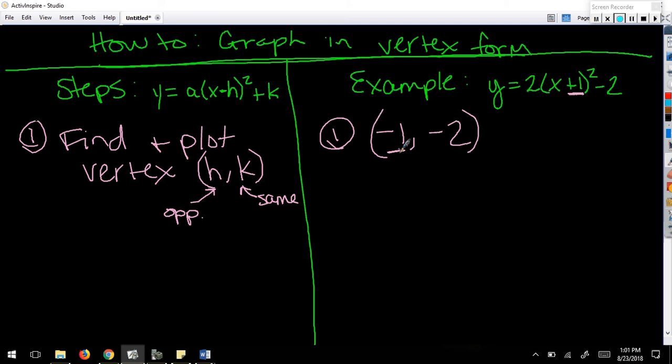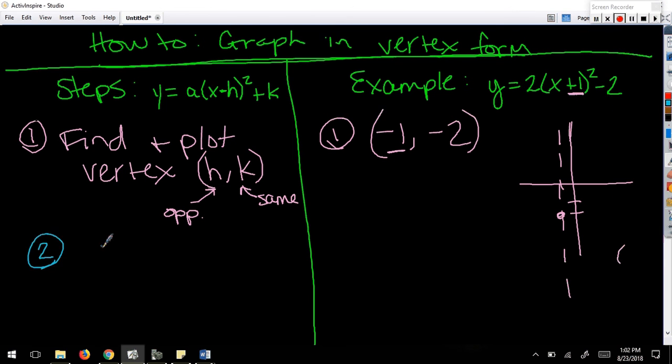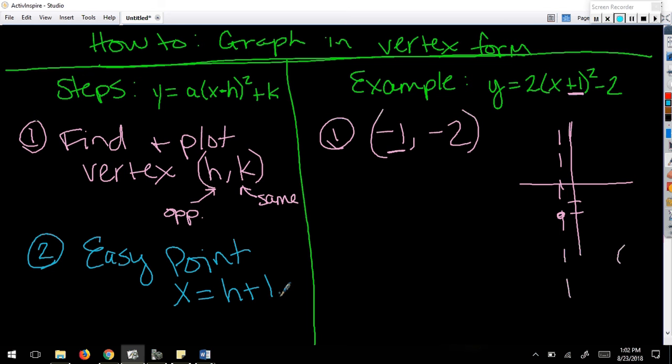All right, I'm going to plot it. -1, -2. Here's my vertex, and I'm going to go ahead and put my axis of symmetry through the middle. So now I need what? It starts with E. Easy point. I can't use the y-intercept anymore because that's not necessarily my y-intercept anymore. So I want to stay close to the vertex. If you take the vertex, which was h, and add 1, that'll be good.